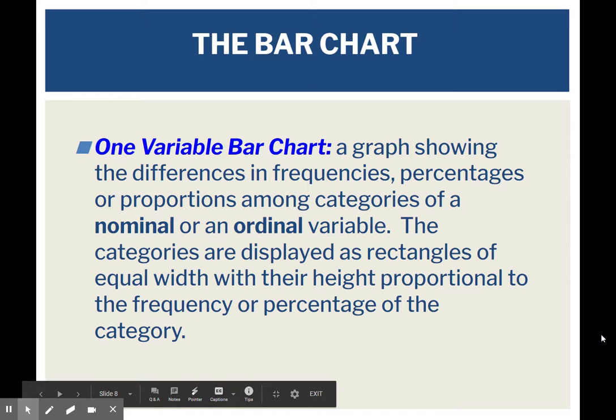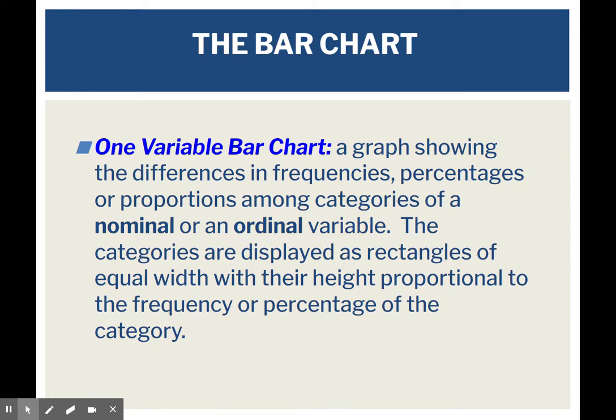The next type of chart and graph we're going to look at is a one variable bar chart. These are graphs showing the differences in frequencies, percentages, or proportions among categories of a nominal or an ordinal variable. The categories are displayed as rectangles of equal width with their height proportional to the frequency or percentage of the category. So remember, pie chart and one variable bar chart are both only going to be used for nominal or ordinal variables. Neither of those can be used for an interval ratio.